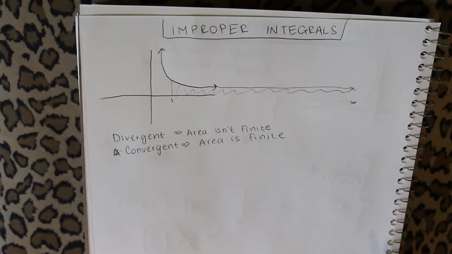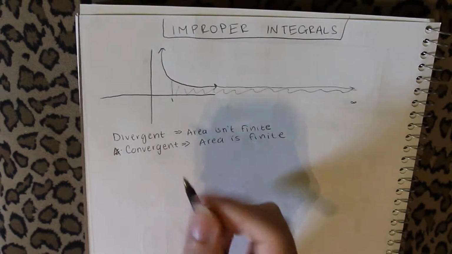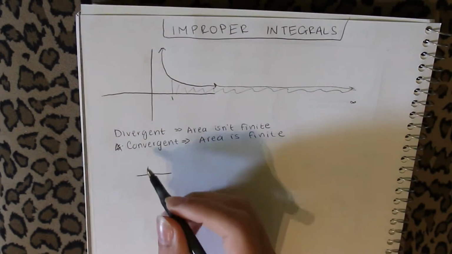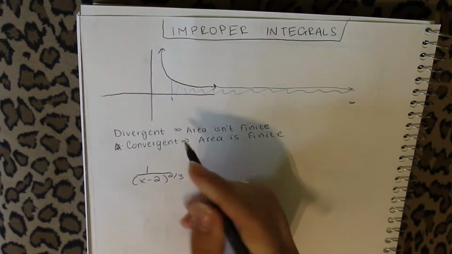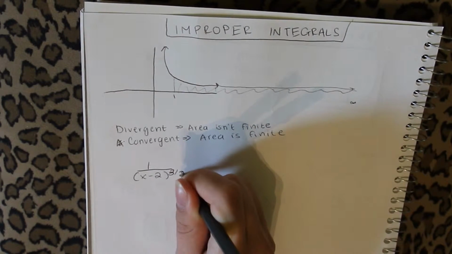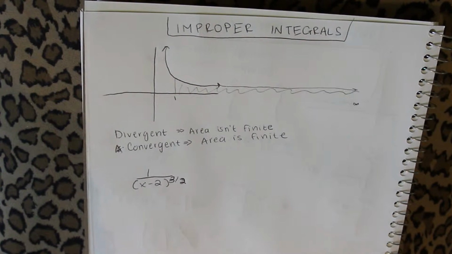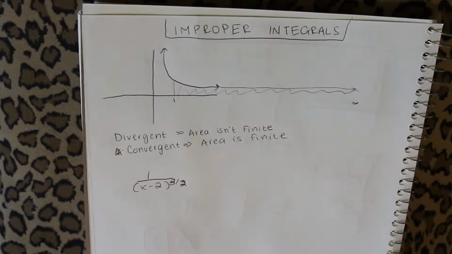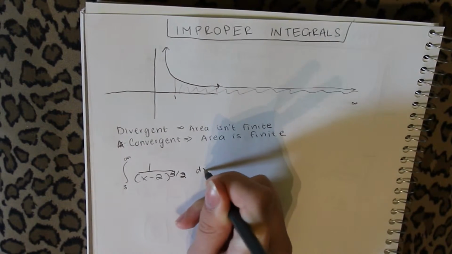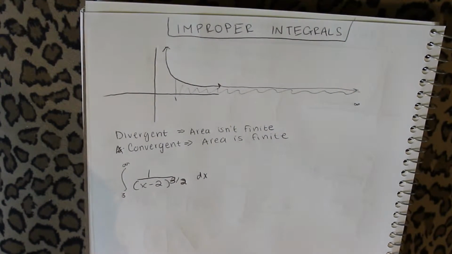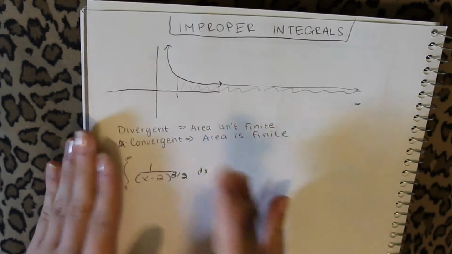So let's say we want to take the area of 1 over x minus 2 to the 3 over 2. Let's say we want to take the area from 3 to infinity. And we want to see whether this adds up to some number, or maybe it equals positive or negative infinity. So is it convergent or divergent? We're just going to go about this normally. We're going to take the improper integral.